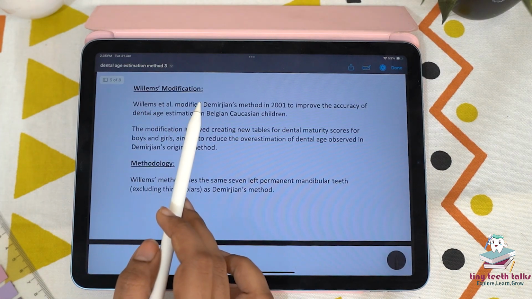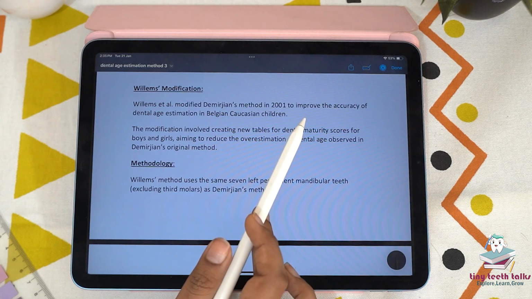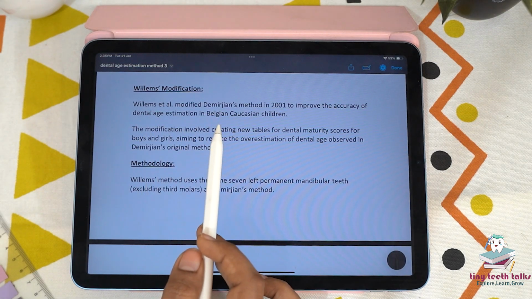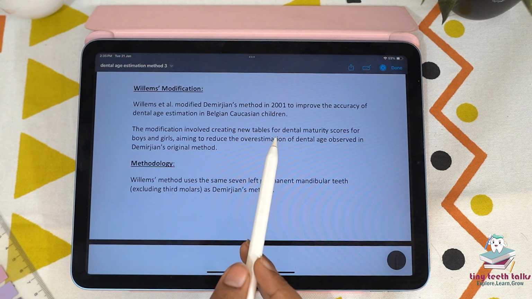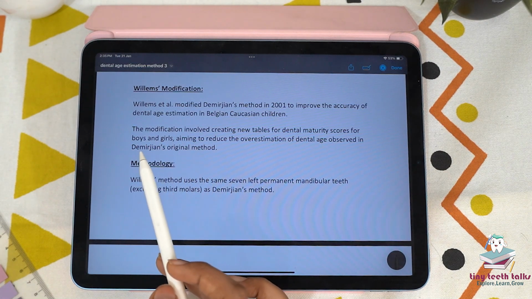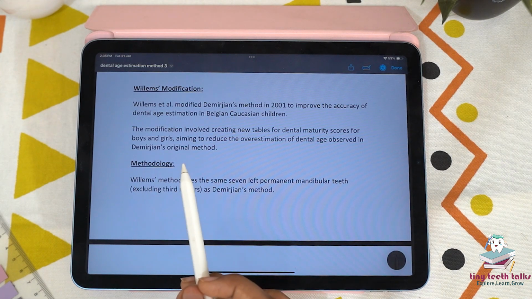The next is the Williams modification. Williams et al. modified the Demirjian method in 2001 to improve the accuracy of dental age estimation in Belgian Caucasian children. The modification involved creating a new table for dental maturity score for boys and girls, aiming to reduce the overestimation of dental age observed in Demirjian's original method.